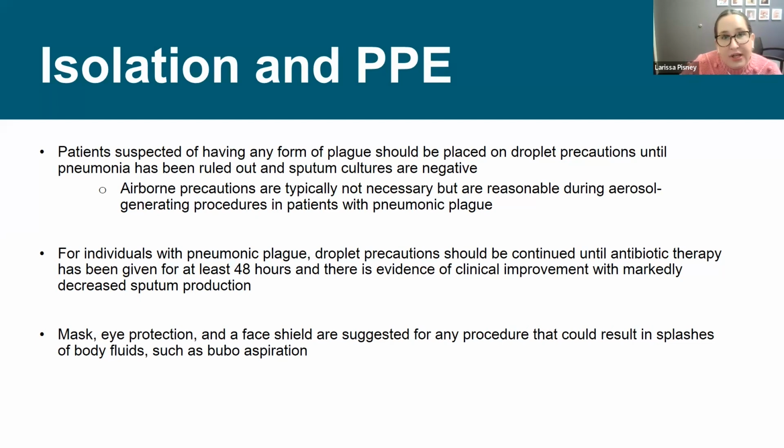And then for those that have pneumonic plague, droplet precautions should be continued until antibiotics have been given for at least 48 hours and there is evidence of clinical improvement with markedly decreased sputum production. Also important to note, as a part of just standard precautions, in addition to a mask, eye protection or a face shield is suggested for any procedure that could result in splashes of bodily fluids, such as a bubo aspiration.